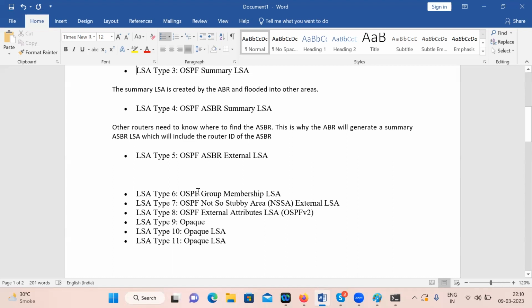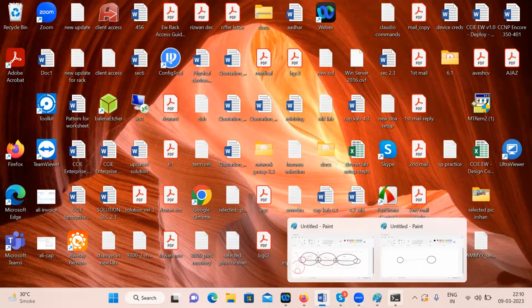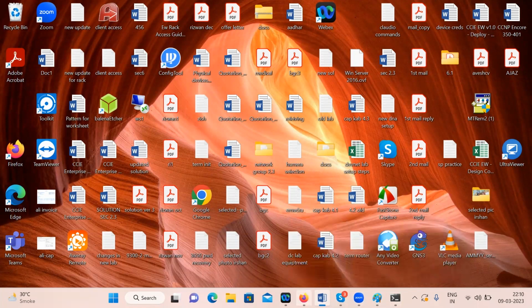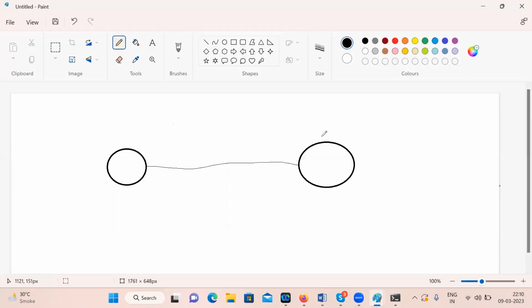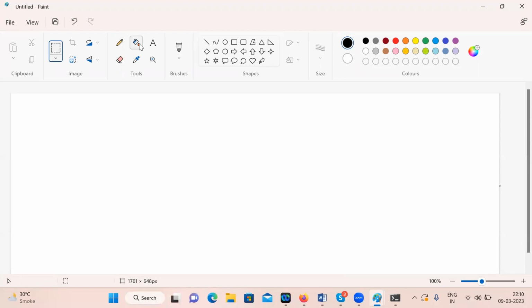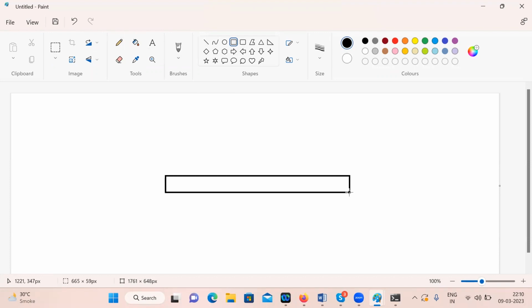Type 6 MOSPF, let it be. Explain type 2 again. Type 2 LSA is flooded by the DR router, designated router. Yesterday we discussed the DR and BDR. Let me explain again the DR and BDR process in depth. Give me a minute. Let me draw the topology.